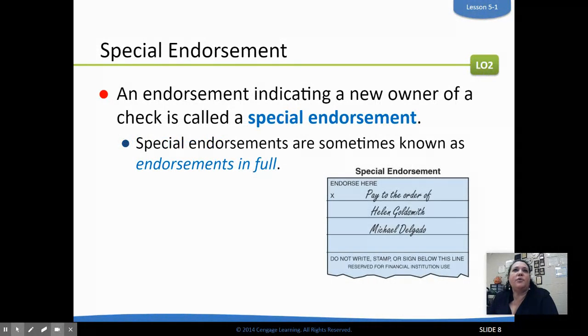A special endorsement says that maybe we're going to do something. In this case, Michael Delgado is signing the check over to Helen Goldsmith to deposit. However, we don't want to do that. That means that Helen Goldsmith could then take that money instead of depositing it. Special endorsements are sometimes known as endorsements in full, meaning that Helen Goldsmith now has the right to this check.